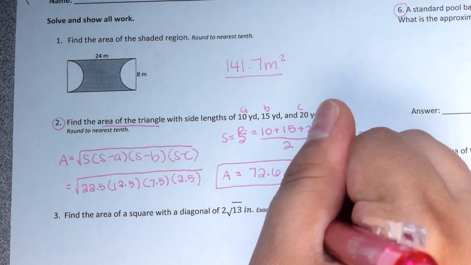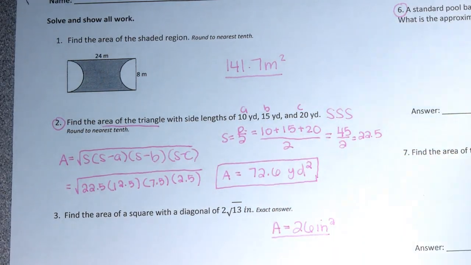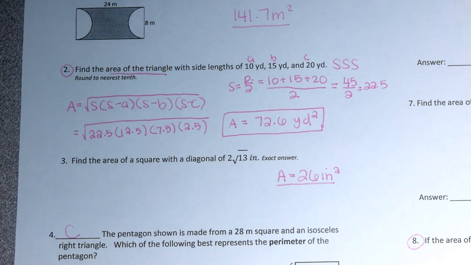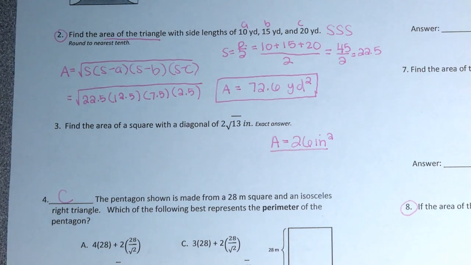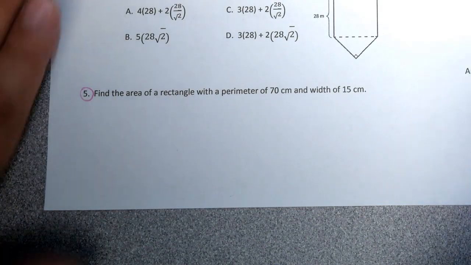The answer to number 3 is 26 inches squared. And the answer to number 4 is C. Do I have any questions besides that? Okay, again, if you don't have this all written down, it's in Schoology. You can look at it on your own time. Number 5, somebody asked about number 5.